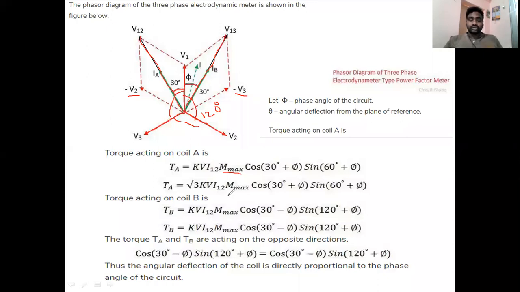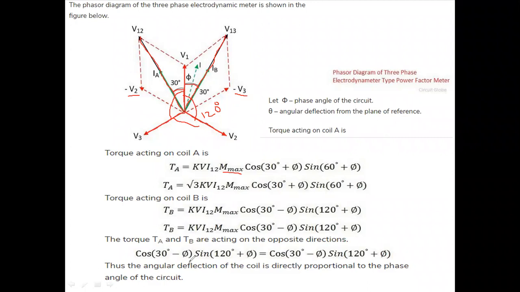If we substitute these values and equalize the torque produced by coil A and the torque produced by coil B, the torques are equalized. That means the instrument has two moving coils fixed with a phase displacement of 120 degrees, and they are connected with two different phases of the supply current.